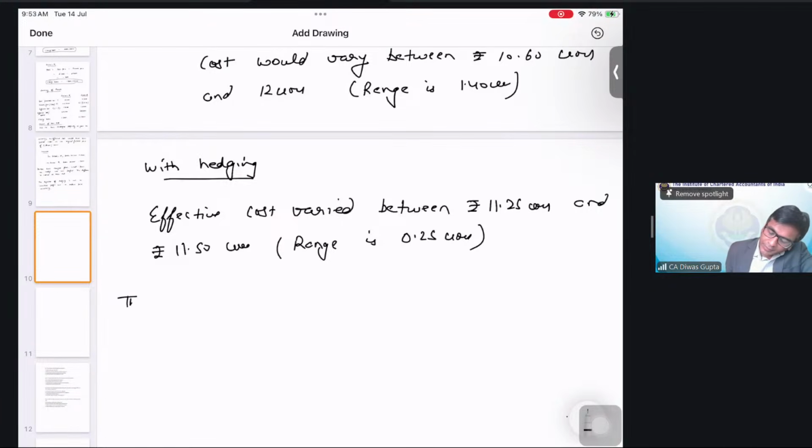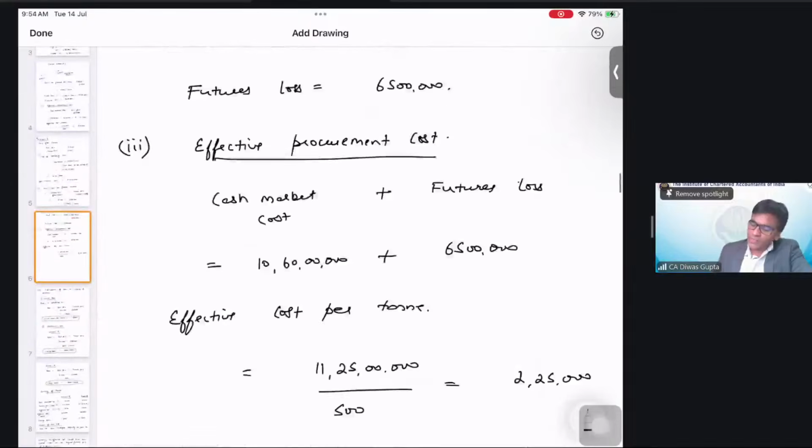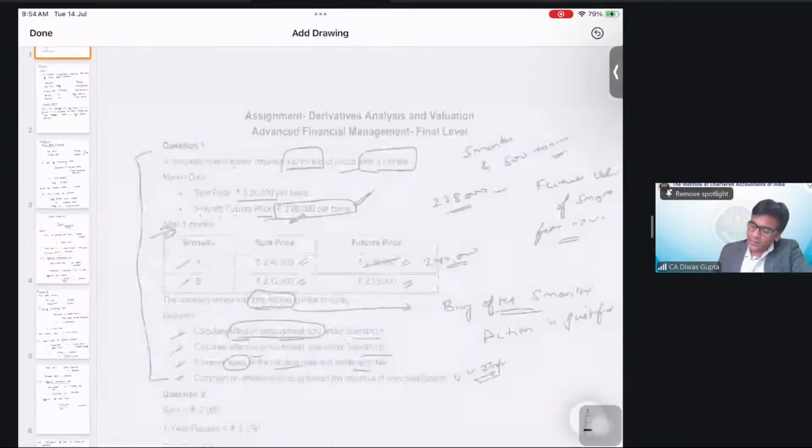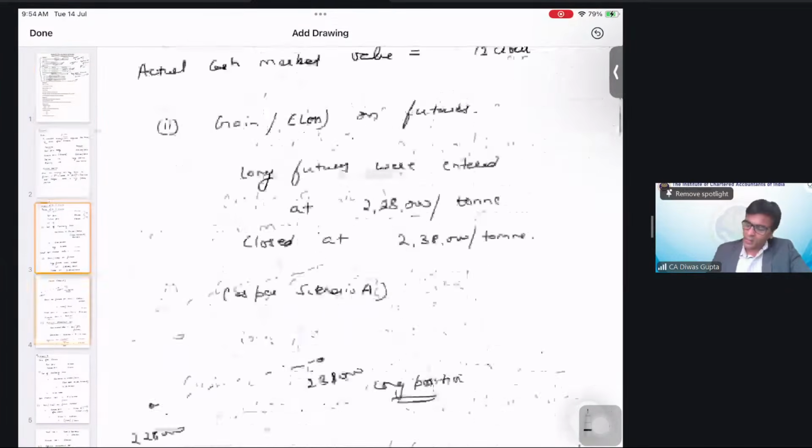Thus, the long futures hedge successfully stabilized, because it was asked in the question, right? How the objective of price stabilization is met. Let me go to the top. Comment on whether futures achieved the objective of price stabilization, right? This is the entire crux of the question.